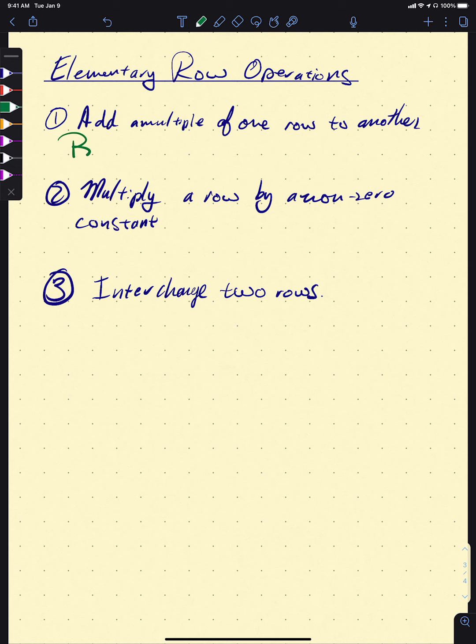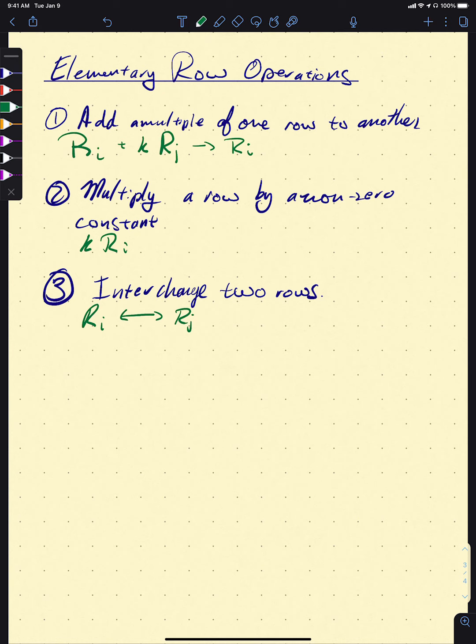And we have three little pieces of notation to keep track of how we're doing this. So if we're adding a multiple of one row to another, okay, we're going to start with row I, we're going to add to it k, which is our non-zero multiple, times row j, and we're going to redefine that as row I, okay. If we're just multiplying by a non-zero constant, we can write that as k times row sub 2 or 3 or whatever, okay? And if we're interchanging two rows, we might write something like this. Row I is interchanged with row j, okay?